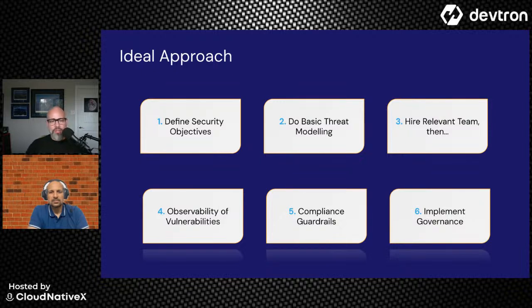So number 4 is observability of vulnerabilities. Do you know what they all are? Can you detect those vulnerabilities before they make it to production? Step 5, make sure there's guardrails in place so that compliance, the entire software delivery team has to comply with those guardrails, so you can't skip steps along the way and have vulnerabilities squeak out into production. And then number 6 is implementing governance, strong governance like security, role-based access controls. There's a whole bunch of things around governance that should be done.